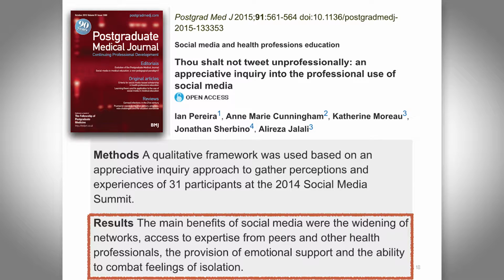I did a study with physicians, and these are the people who were using social networking at high levels, and we asked them, how do you use them? And what are the benefits of it for your professional life? So, of course, widening of the network. You get to meet lots of people. Access the expertise of peers and other health professionals. If you don't know stuff, you can ask others. Interesting was the provision of emotional support and ability to combat feelings of isolation.